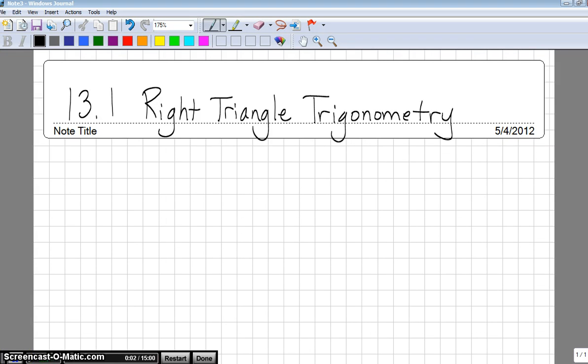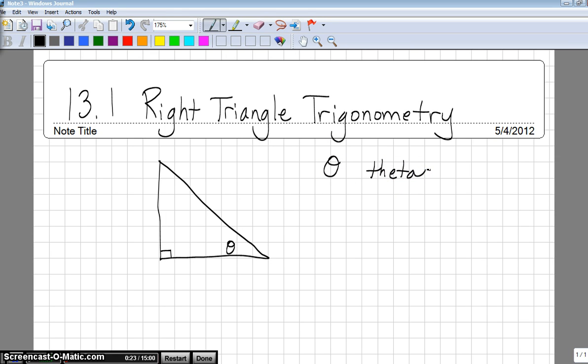Today we're going to review some right triangle trigonometry. If we recall, a right triangle has one right angle and two acute angles. So if we look at one of the angles, we'll call it theta. Theta is a Greek letter used to represent an angle.